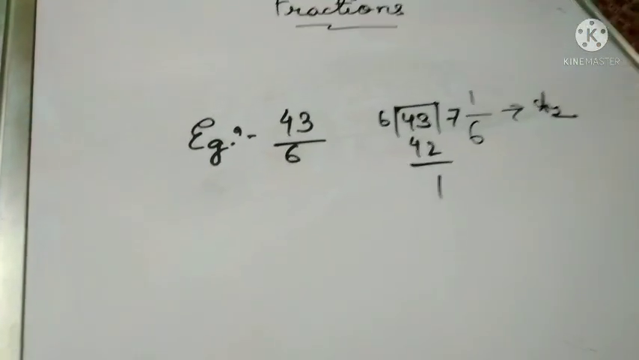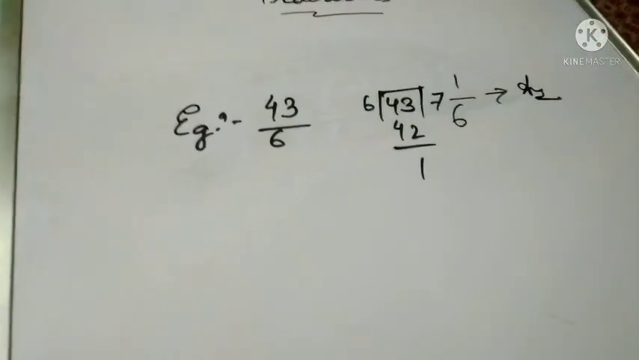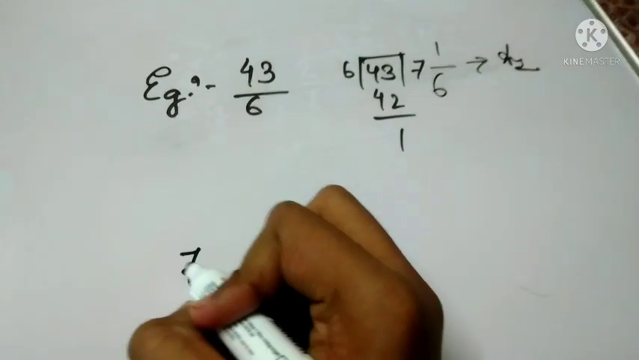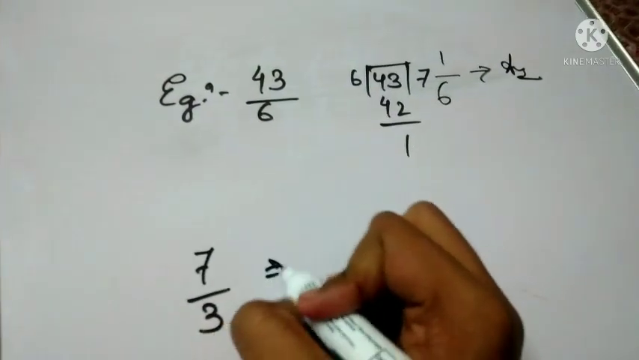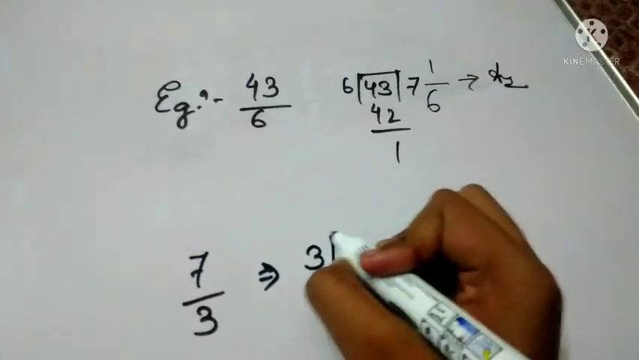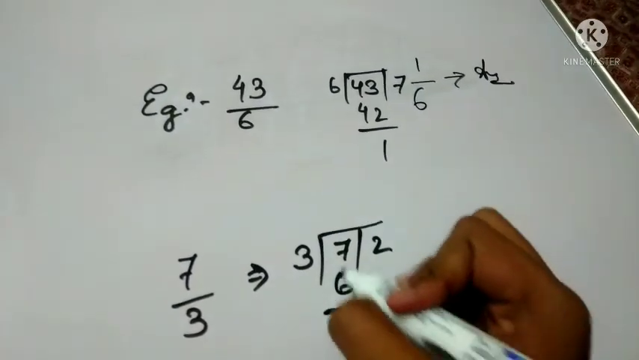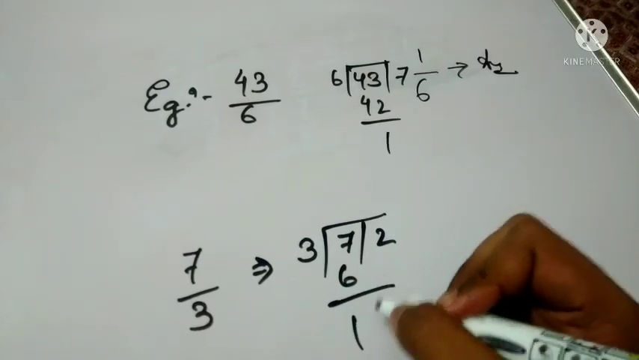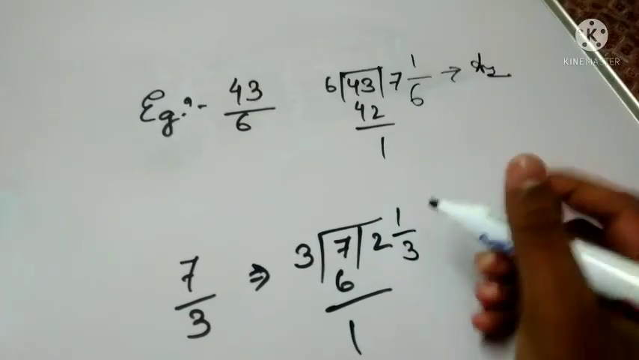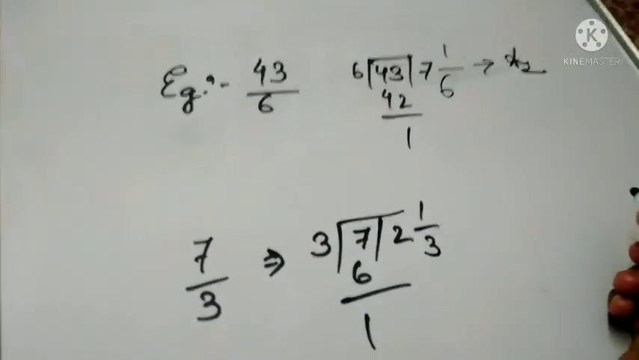So friends, now I am giving you another example. The other example is 7/3. So now we have to convert this into a mixed fraction. So three twos are 6. We will write 1 here. So 1 will go here and 3 will come down. We get 2 1/3 as the answer.